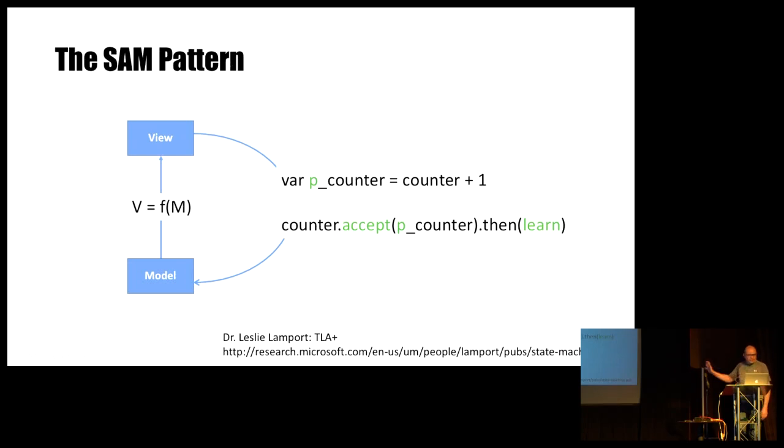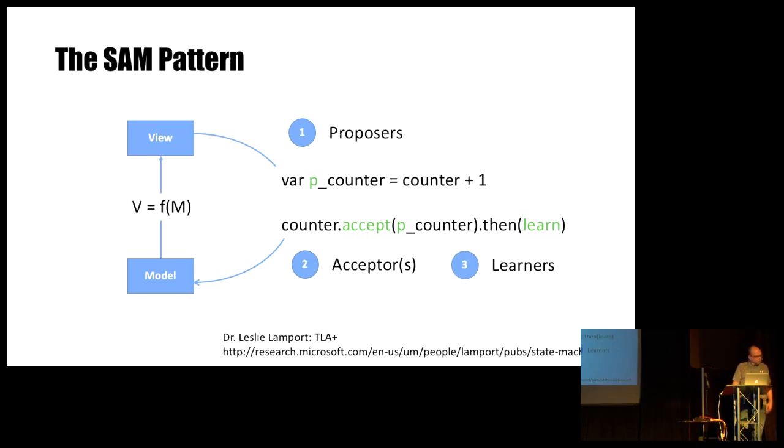And that's it. What you see here is SAM. It's as simple as that. It's just saying when you mutate state, you have to go through those 3 phases. You have proposers who create proposals, you have acceptors who accept the proposals or reject them, and you have learners who do something with the mutated application state.